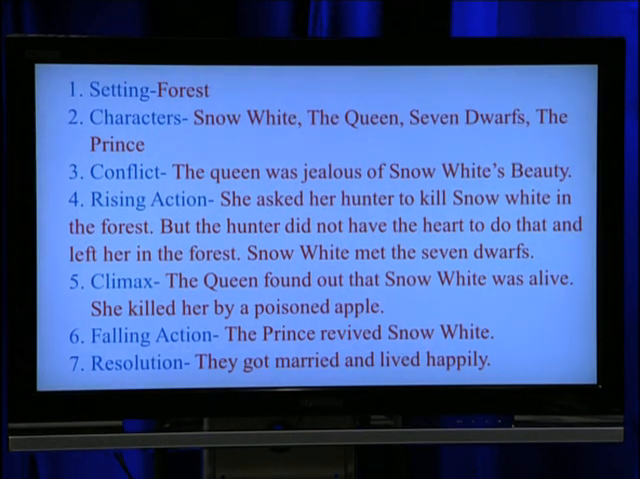Rising action: she asked her hunter to kill Snow White in the forest, but the hunter did not have the heart to do that and left her in the forest. Snow White met the 7 dwarfs. Climax: the queen found out that Snow White was alive. She killed her by a poisoned apple. Falling action: the prince revived Snow White. Resolution: they got married and lived happily.